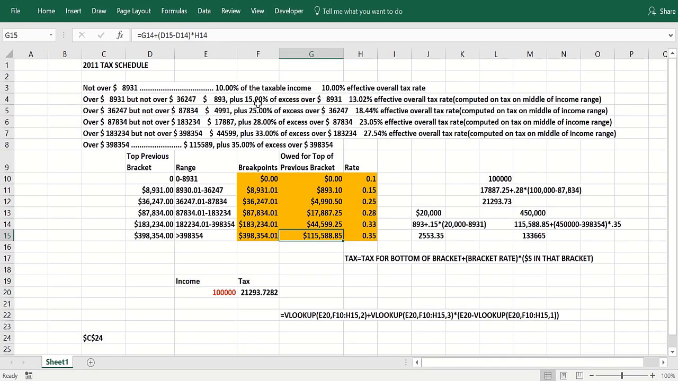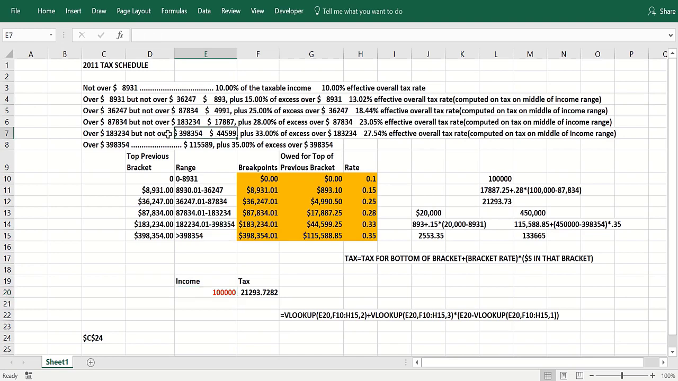VLOOKUPs in a fairly complicated way to figure out how much you owe in tax to the federal government based on your after-tax income. So here's the tax schedule for 2011. If you made up to $8,931, you owe 10% of your taxable income. If you're between $8,931 and $36,247, you owe $893, which is what you'd owe at the top of the previous bracket, plus a marginal rate of 15% on everything over $8,931. And it keeps going like this.